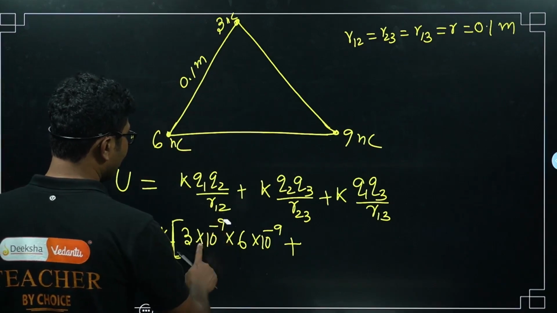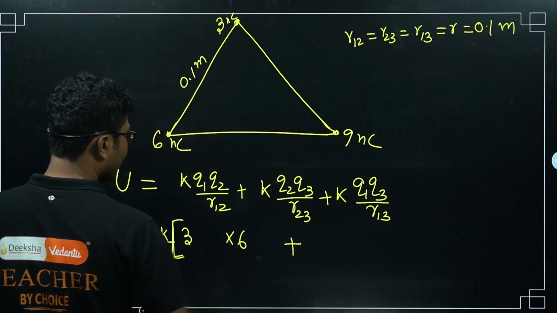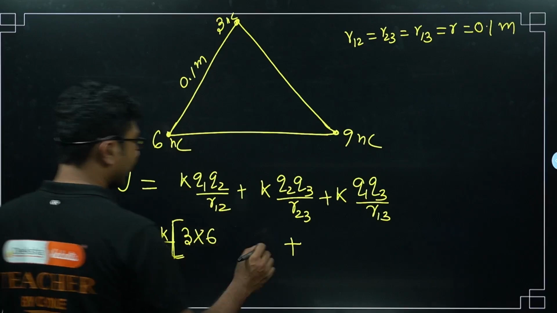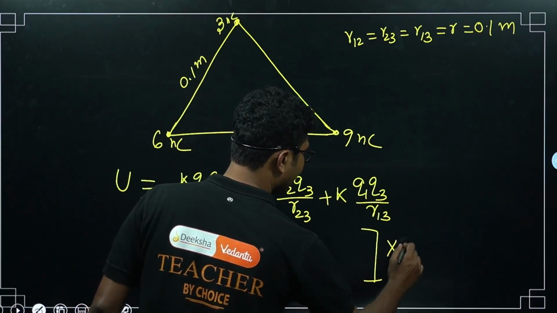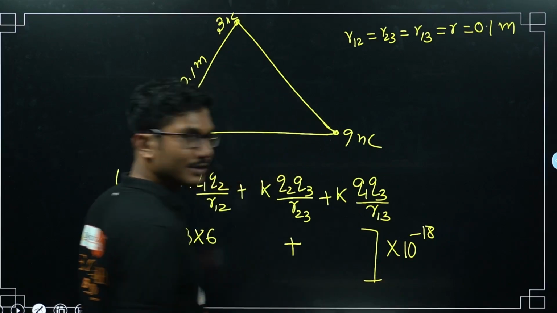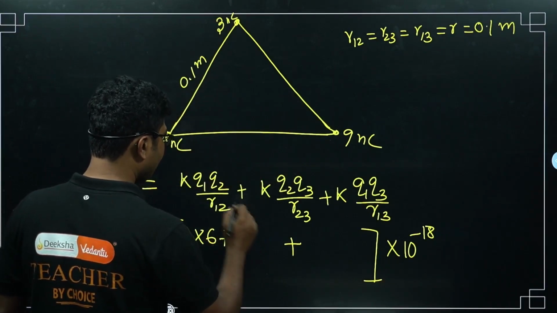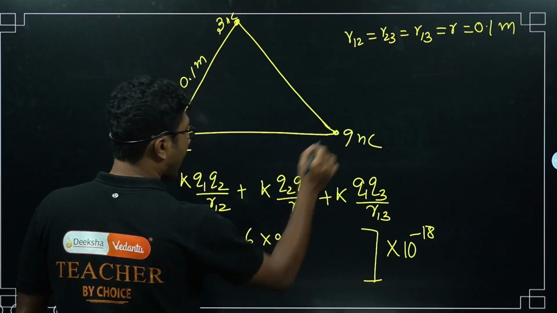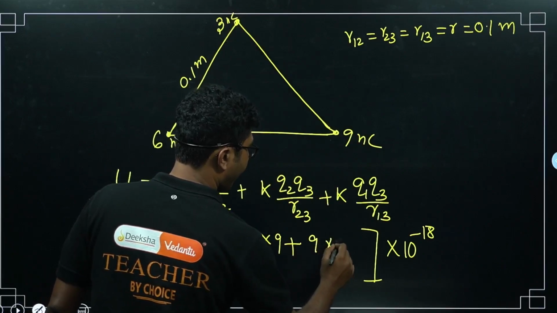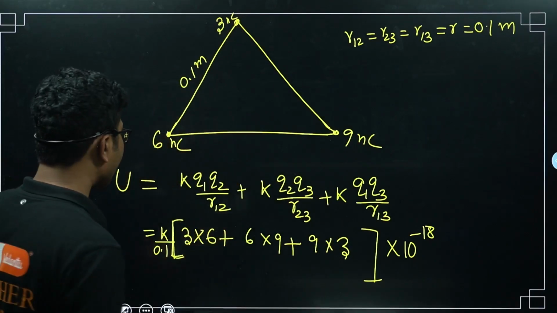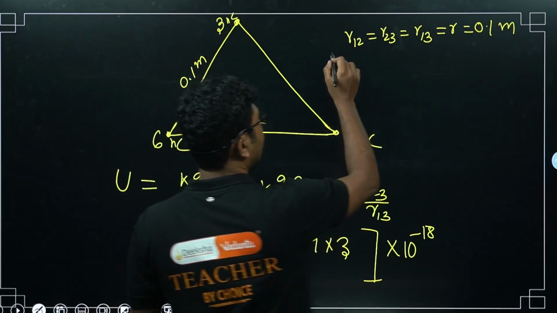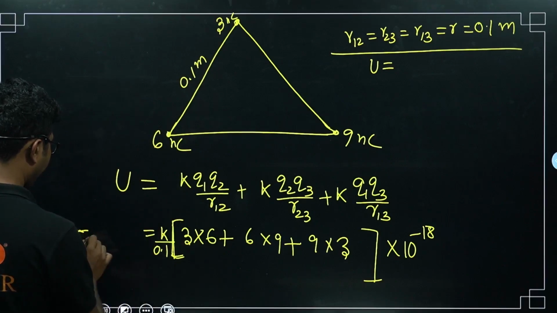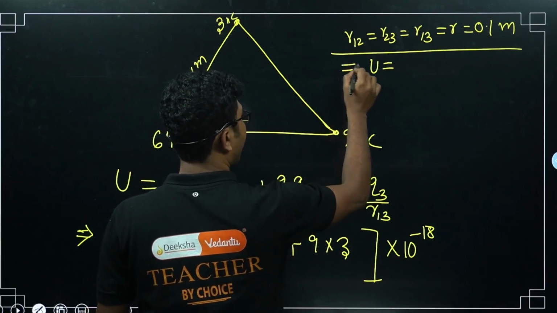Instead of writing this value for all the charges, we are smart, so we will not do that. We understand that there will be a 10 to the power of minus 18 factor for all the charges. We will write that factor at the end. Right? Now we will only multiply the charges: 3 times 6, 6 times 9 and 9 times 3. Now multiply and calculate the value. So the energy is given by U equals, from here we are coming here.